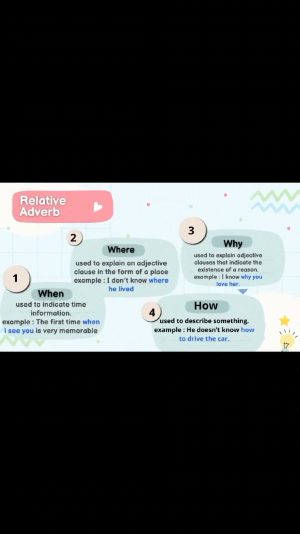We can use when to indicate time information. For example, the first time when I see you is very memorable. The second, where, used to explain an adjective clause in the form of a place. For example, I don't know where he lived. The third, why, used to explain adjective clauses that indicate the existence of a reason. For example, I know why you love her. And the fourth, how, used to describe something. For example, he doesn't know how to drive the car.